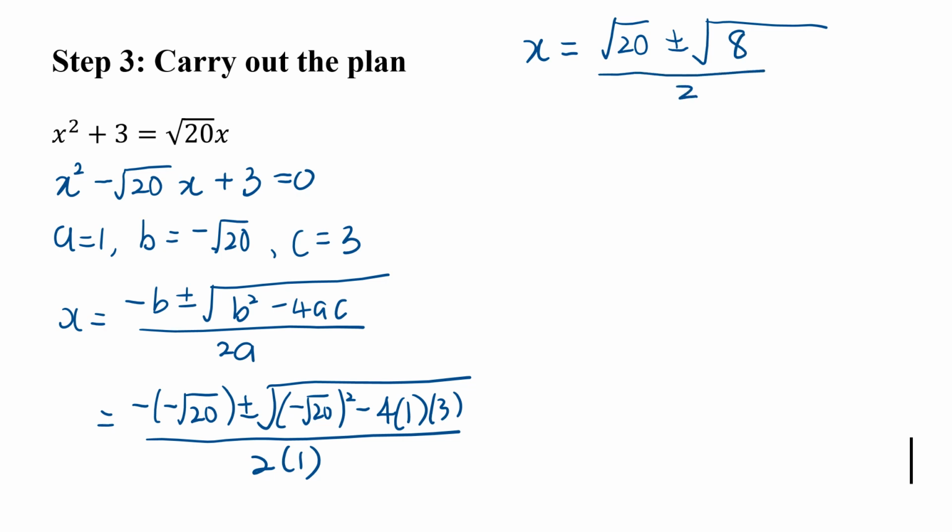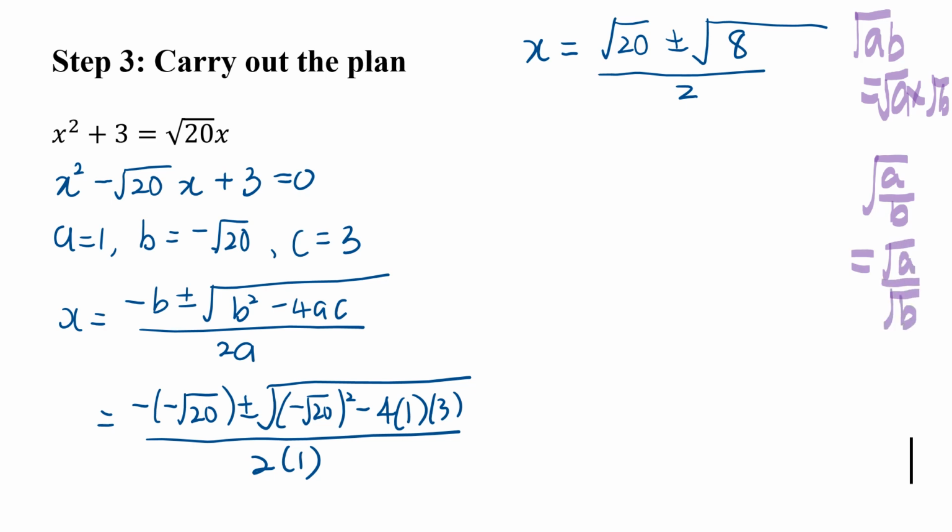Okay, so this is where we need to bring in the skills of simplifying surds. The two rules here: square root of AB equals square root A times square root B, where both A and B are more than 0. Or if you have square root of A over B, you can break it up into square root A over square root B. Again, both A and B must be more than 0.